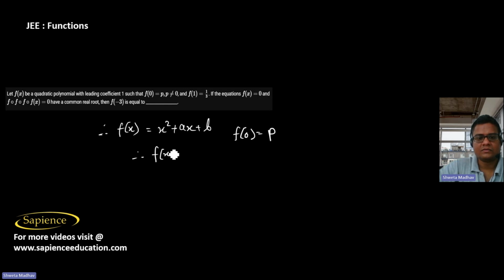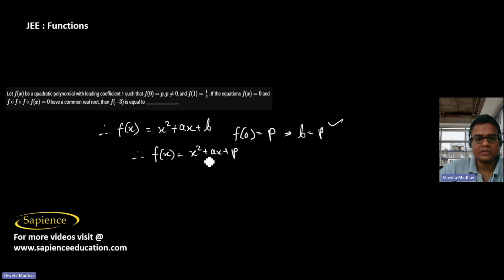Then here it is told, let f of x be a quadratic polynomial with leading coefficient 1. So therefore, let's say f of x is equal to x square plus ax plus b. The leading coefficient is 1 and f of 0 is equal to p. So therefore, the equation will be f of x equals x square plus ax plus p. Since f of 0 is b, so b equals p.